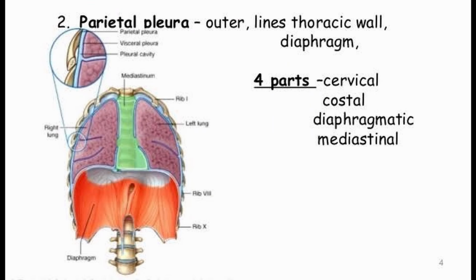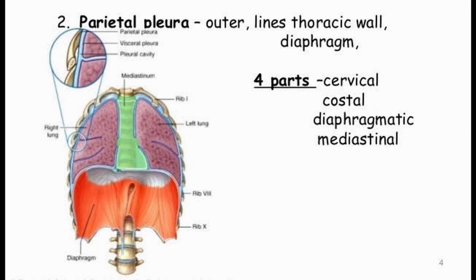Now we discuss the parietal pleura. The parietal pleura is the outer layer that lines the thoracic wall and the diaphragm, and it has four parts: cervical parietal pleura, costal parietal pleura, diaphragmatic parietal pleura and mediastinal parietal pleura. The cervical is for the neck, costal is for the rib, diaphragmatic is for the diaphragm, and mediastinal is for the mediastinum.